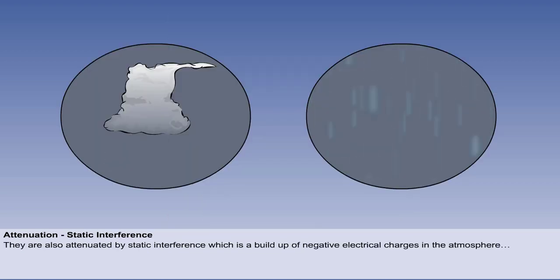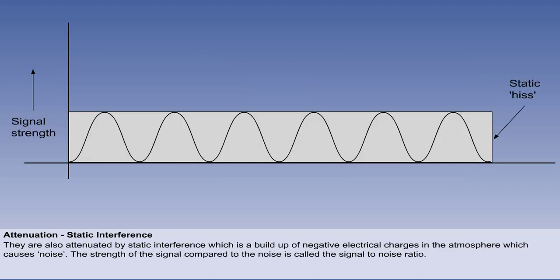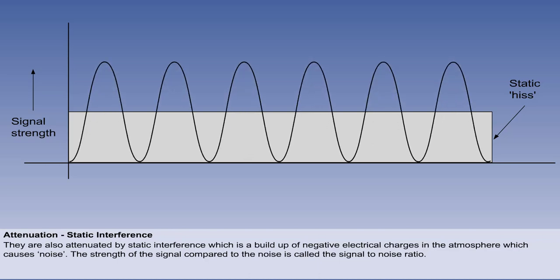Static interference in the atmosphere also attenuates radio signals. It is caused by an imbalance of positive and negative electrical charges in atoms which come into contact with each other, causing electrons to be transferred from one atom to another. Rain and thunderstorms and solar activity are the frequent cause of static interference, and it is worse at lower frequencies. If there is much static interference, the strength of the signal may have to be increased.